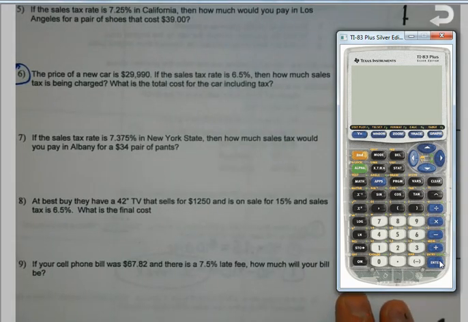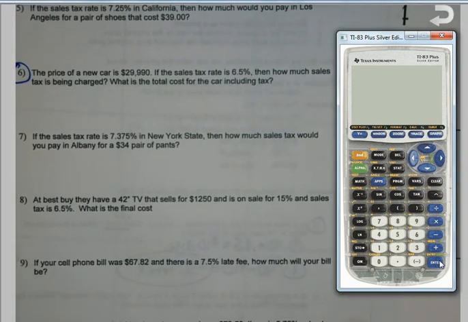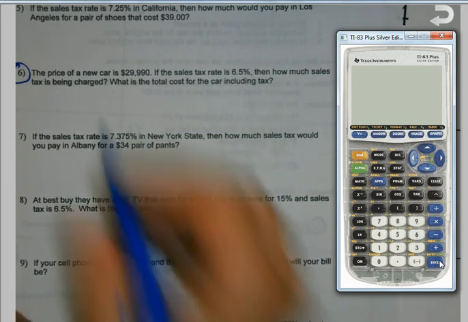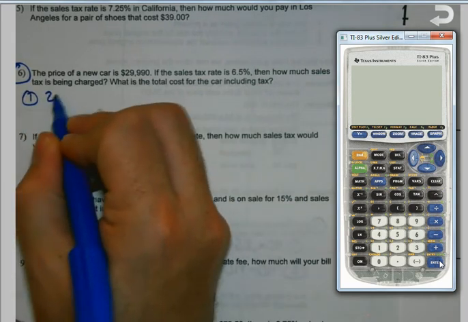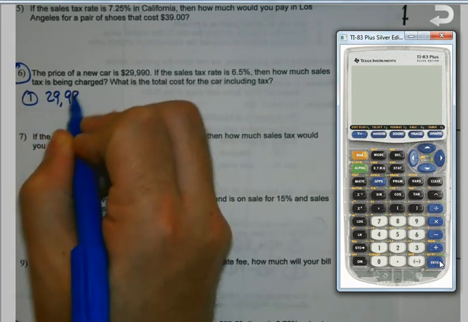Okay. Number 6. If the price of a new car is $29,990, and the sales tax is 6.5%, how much sales tax is being charged? This one I cannot do in my head.